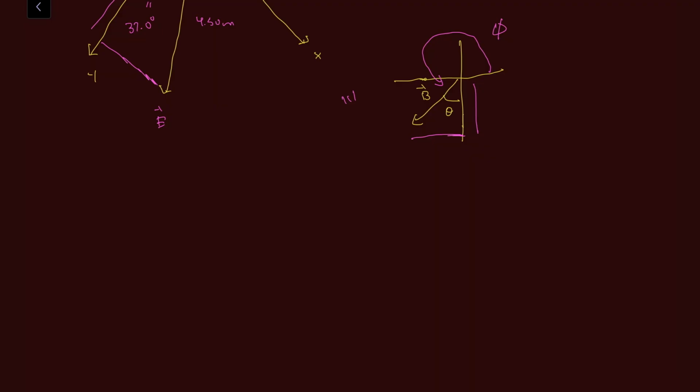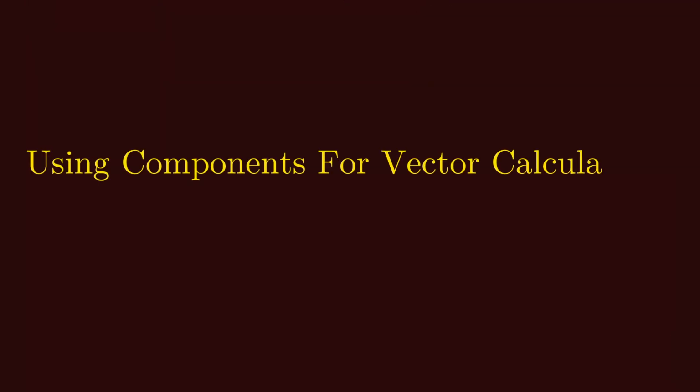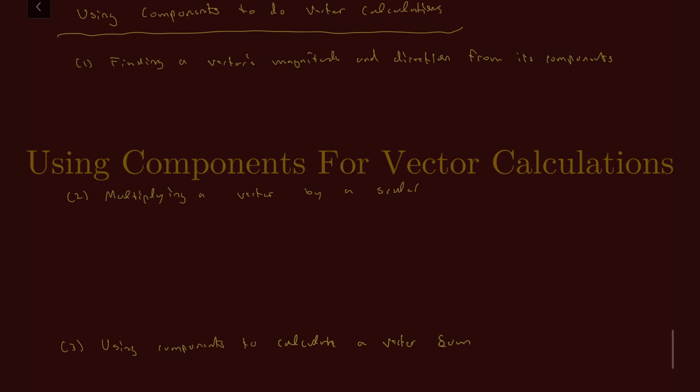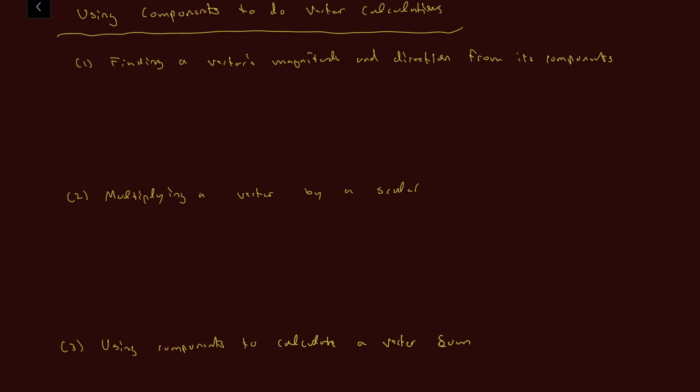And now let's move on to the next subsection, which is using components to do vector calculations. In this section, we're going to cover 3 areas. Number 1, finding a vector's magnitude and direction from its components. Number 2, multiplying a vector by a scalar. And number 3, using components to calculate a vector sum. These are pretty much just definitions we're going to cover. So let's start with number 1.